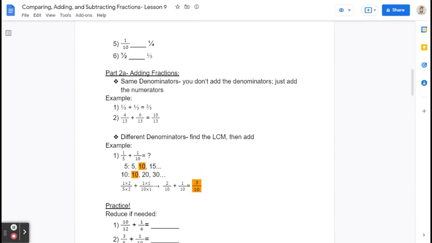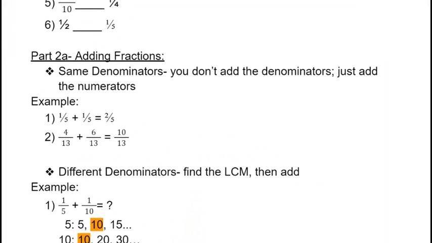Part 2a, adding fractions. When we're adding fractions with the same denominators, you don't add the denominators, you just add the numerators. That's because if we add the denominators, we come up with a whole new fraction, and that's not going to solve the question we have. So remember, if it's the same denominators, all you have to do is add the numerators.